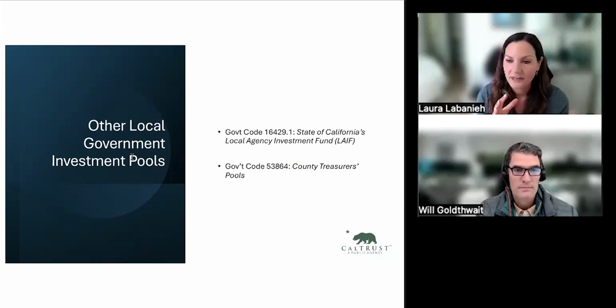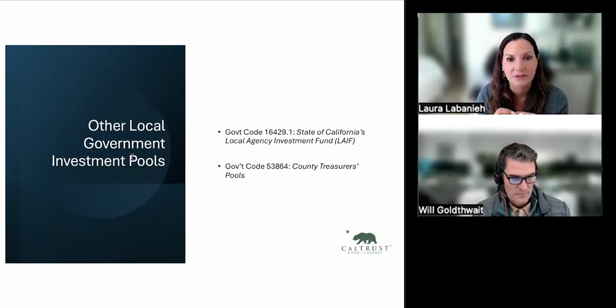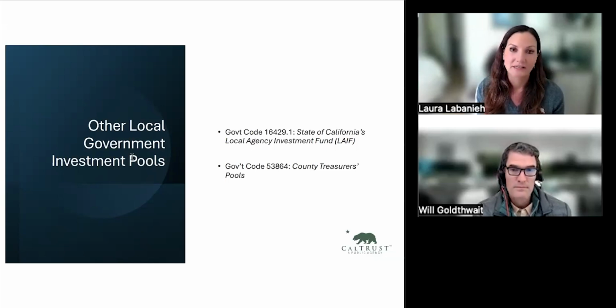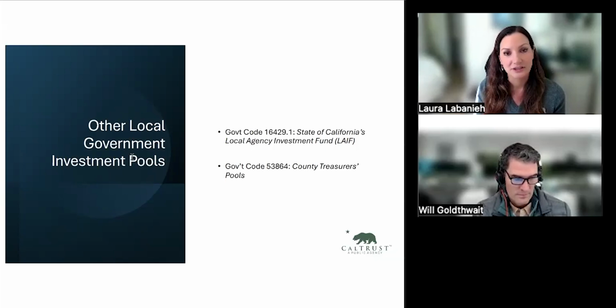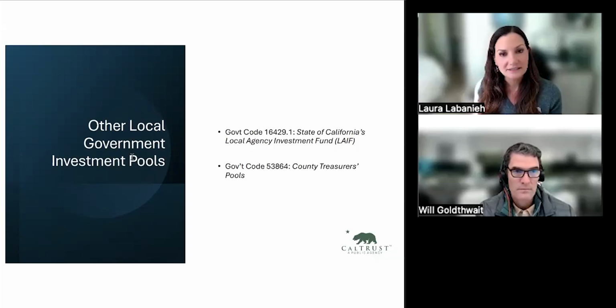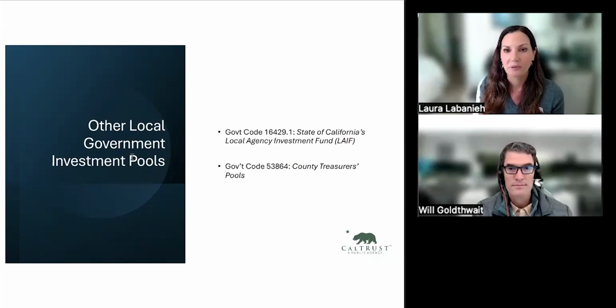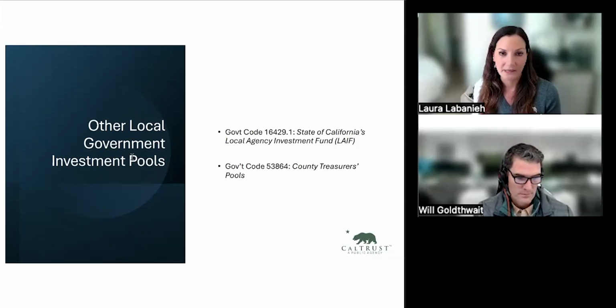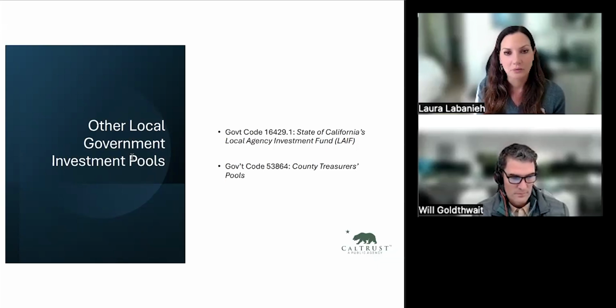And then there are the county pools. Each county treasurer has their own pool as well for agencies within their county to invest in. I'm not going to go into much detail at all on county pools because it varies drastically from county to county, so you'll want to talk to your county treasurer about their pool. Some counties allow only mandated agencies to invest in them, and other counties allow public agencies within the county that aren't mandated, as voluntary agencies, to invest in them. So that's something nuanced that you'll want to talk to your county about if you're interested in the county pool.